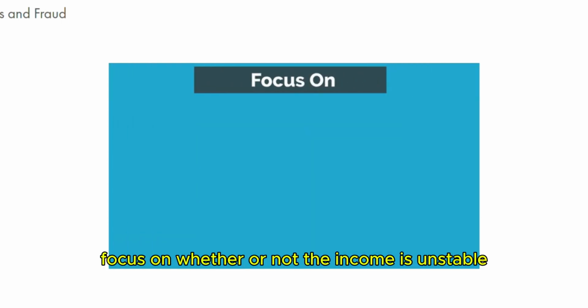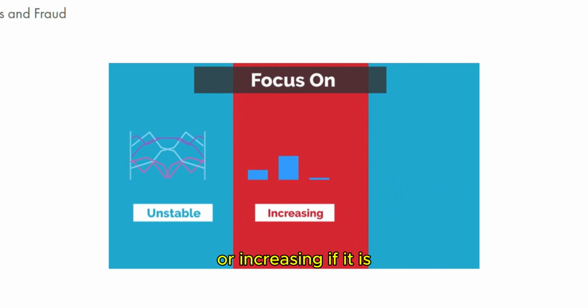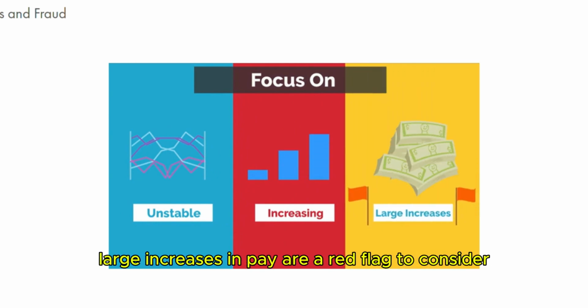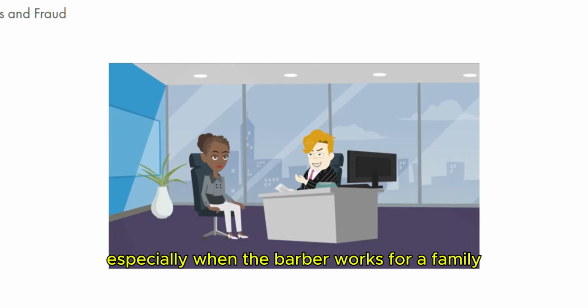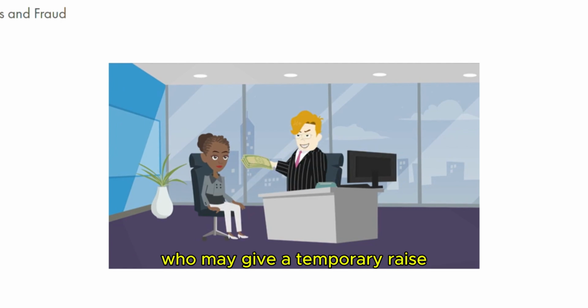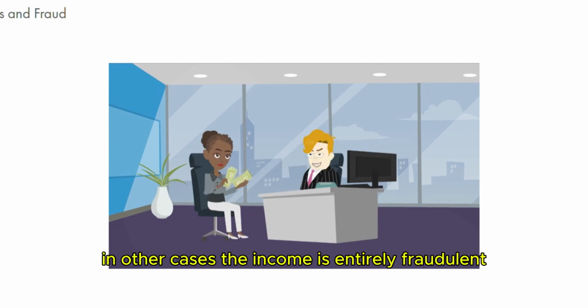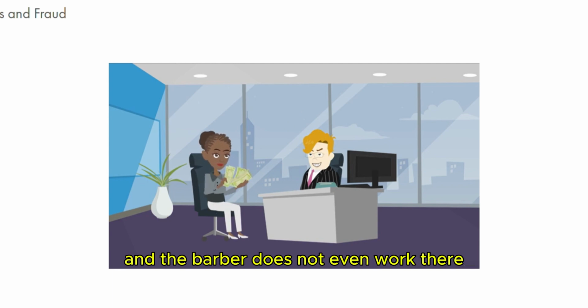Focus on whether or not the income is unstable or increasing. If it is, you may not be able to use this for qualification. Large increases in pay are a red flag to consider, especially when the borrower works for a family member. We often see a family member give a temporary raise in order to assist with the loan qualification. In other cases, the income is entirely fraudulent and the borrower does not even work there.